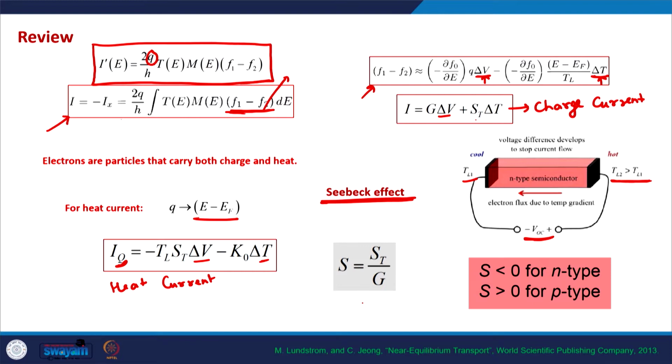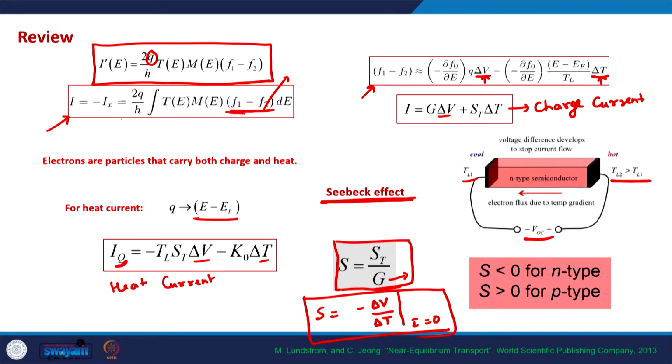And what we saw was that the Seebeck coefficient can be defined as minus delta V, the voltage produced, as a function of delta T, the temperature difference applied, when the current is 0 in a semiconductor, and this is given by ST by G. This comes from the Soret electrothermal diffusion, and G is the electrical conductance of the material. Okay. So this is what we have seen so far.